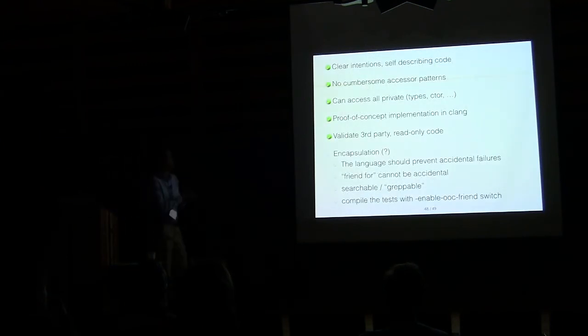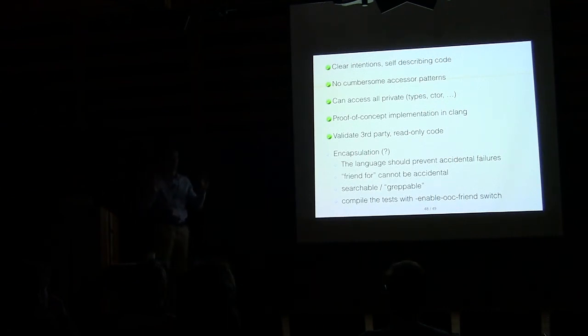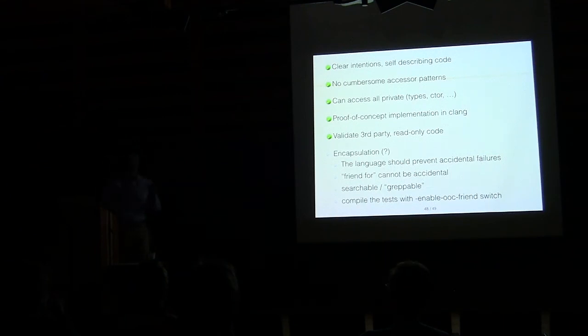A few words about this out-of-class friend thing. We really think that the need is there. In some tests and in some test cases, we want to access privates. One way or another, we will do that. If we are engineers, we can do that. But it is best if we can do that in the clearest way, right? So why not do that in this way?